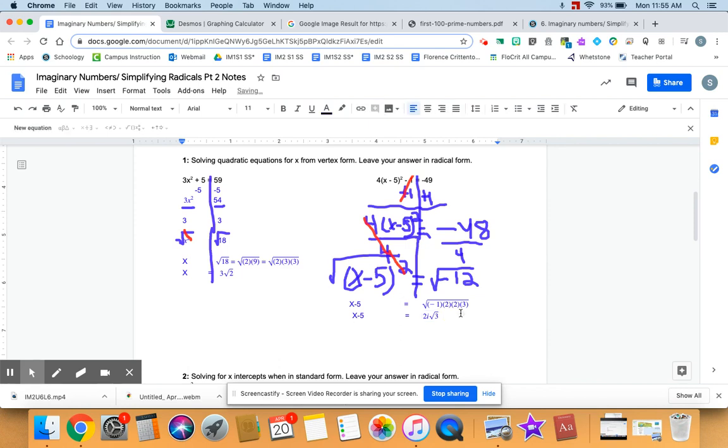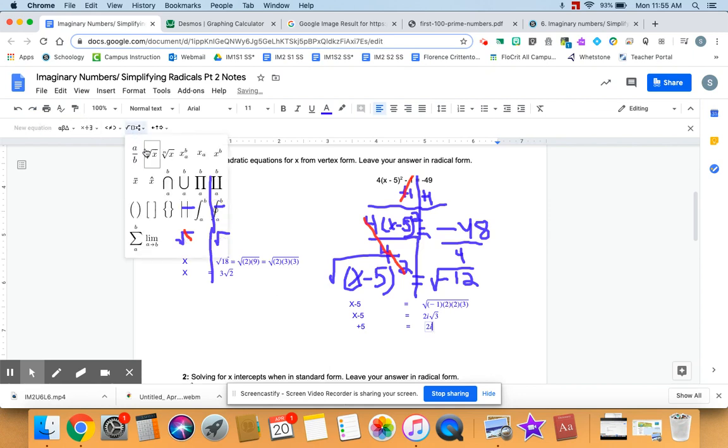And then finally, I still have x minus 5. So to get rid of the -5, I can now add it away to both sides. So 2i root 3, and then I need to add 5.